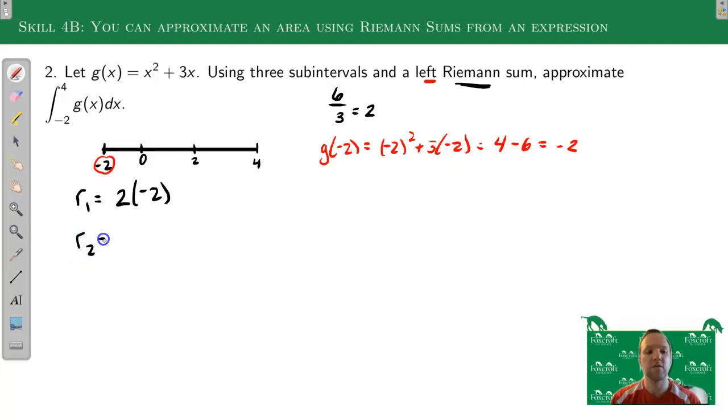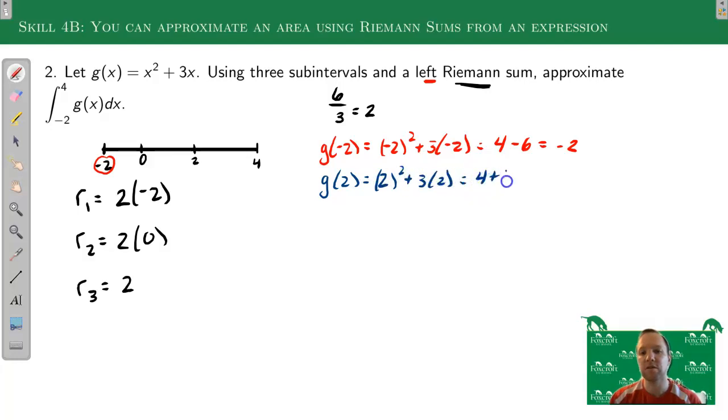My second rectangle, again, width of 2. In this second interval, I'm plugging the left value because I'm doing a left Riemann sum. I plug in 0. That one I can do in my head. That one's 0. And my last rectangle, width of 2. Height is when I plug 2 into my function. So let's see what that is. 2 squared plus 3 times 2, which is 4 plus 6, which is 10. All right, so that is going to be my next height.